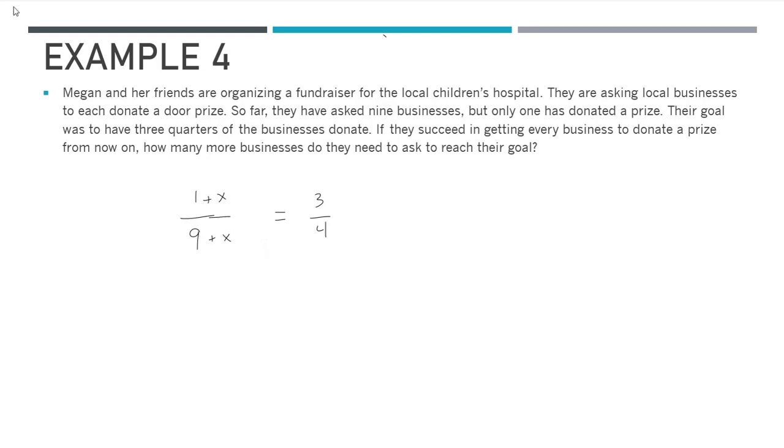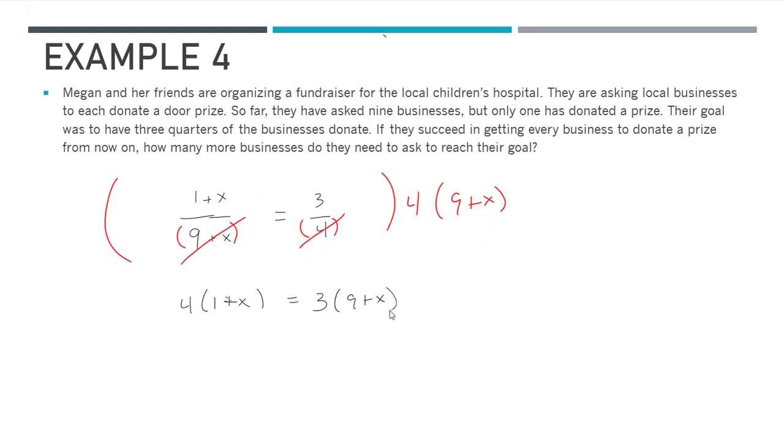Now, I'm going to multiply everything by a common denominator. Now, unfortunately, there's nothing in common. So I'm going to multiply everything by 4 times 9 plus X. Now if I look at the left side, that cancels out this 9 plus x, so I'm just left with the 4 times 1 plus x. And on my right side, the 4 cancels out, so I'm just left with this 3 times 9 plus x. Then I can do distributive property. 4 times 1 is 4, plus 4x. 3 times 9 is 27, plus 3x.